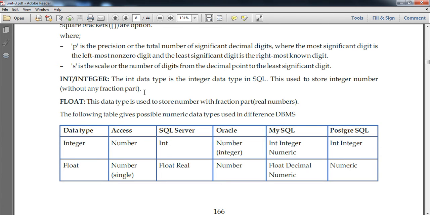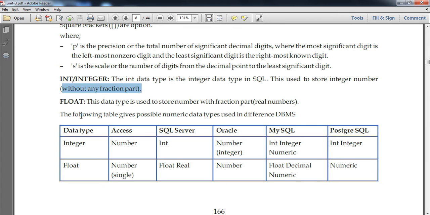The int data type is the integer data type of SQL. It is used to store an integer value without any fractional part. So students, you need to underline this: without any fractional part. That means no decimal point will be considered under the integer data type. Now float. The float data type is used to store numbers with a fractional part, that is, real numbers.